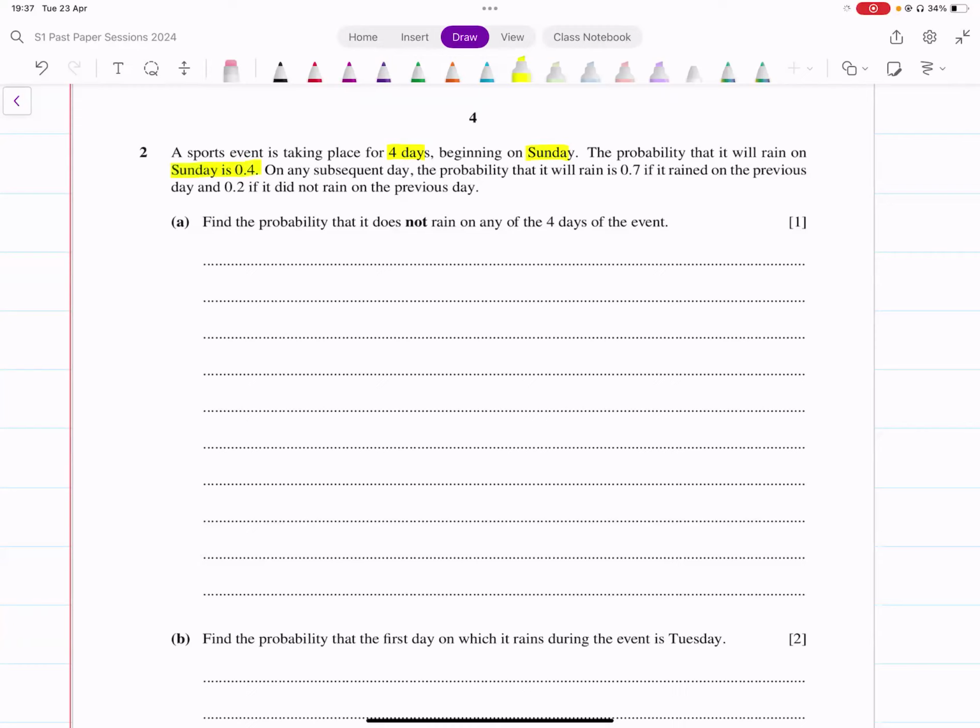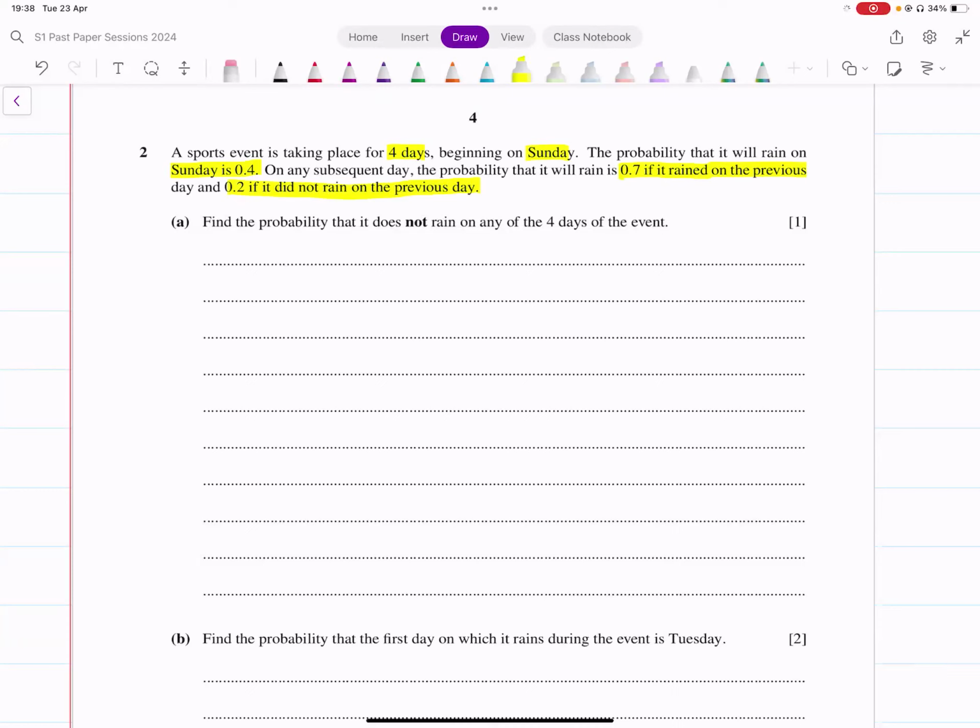Probability of raining on Sunday is 0.4. On any subsequent day, the probability that it will rain is 0.7 if it rained on the previous day, and 0.2 if it did not rain on the previous day. Find the probability that it does not rain on any of the 4 days of the event.